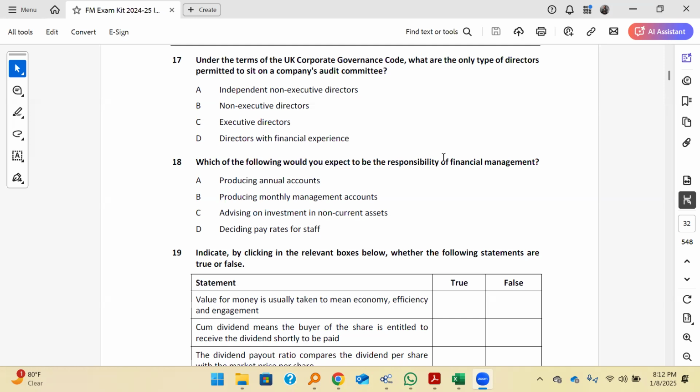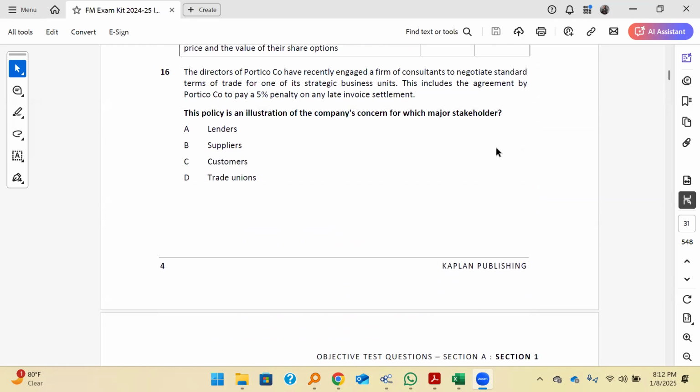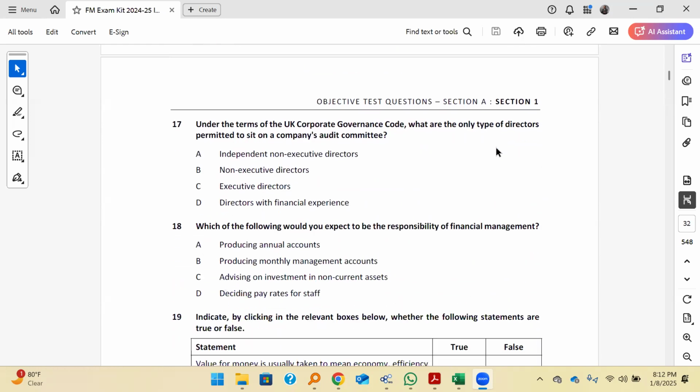Let's first finish these questions from this, so then we can go and look at the rest of them. Here they're saying that under the terms of the UK Corporate Governance Code, what are the only types of directors admitted to sit on a company's audit committee?